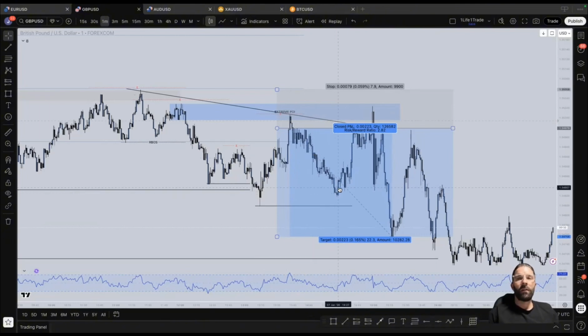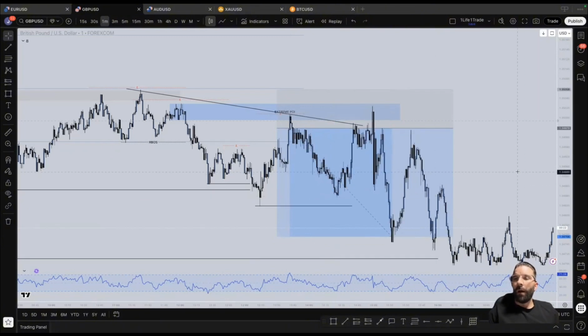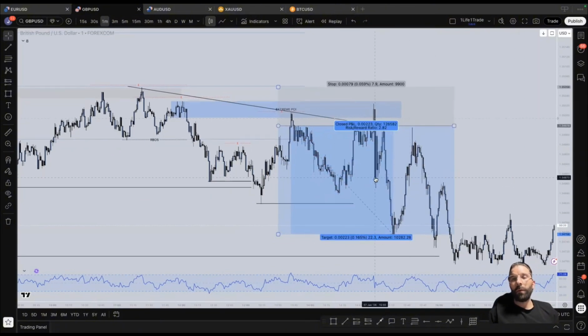So I did take some partials when it got down here. I took about 35 or 40%, I can't remember. I've changed it a few times. I think it's about 35 or 40%. It wasn't 50. And yeah, it was one of them boring old long trades.